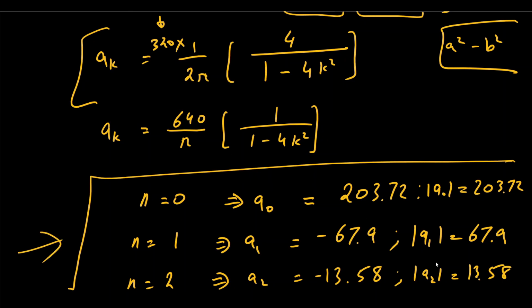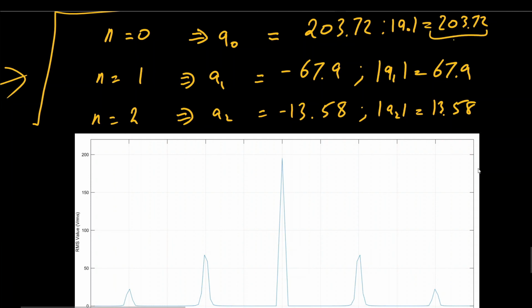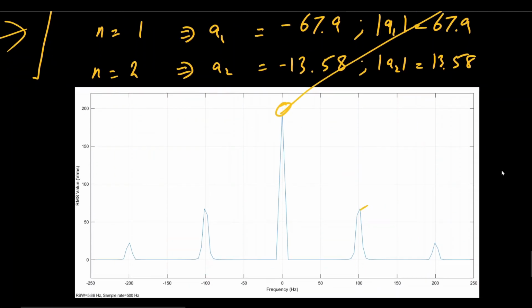Let us compare them with the spectrum that we obtained using Simulink. So the DC value is almost there, 200. This is 67.9 and this is 13.58.